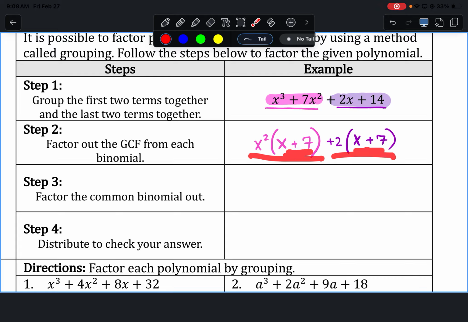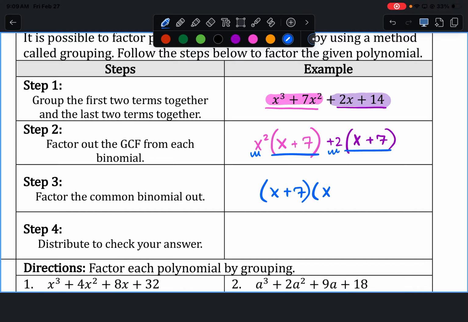They're the same. Okay, so what we can do is factor that common binomial out. So we're going to write the part that is the same. What part is the same? X plus 7. Then we're going to do a second set of parentheses, and we're going to put what's left over. What's left over outside the parentheses? X squared plus 2. So that right there is the fully factored form of what we started with. And we did that just by doing GCF twice.